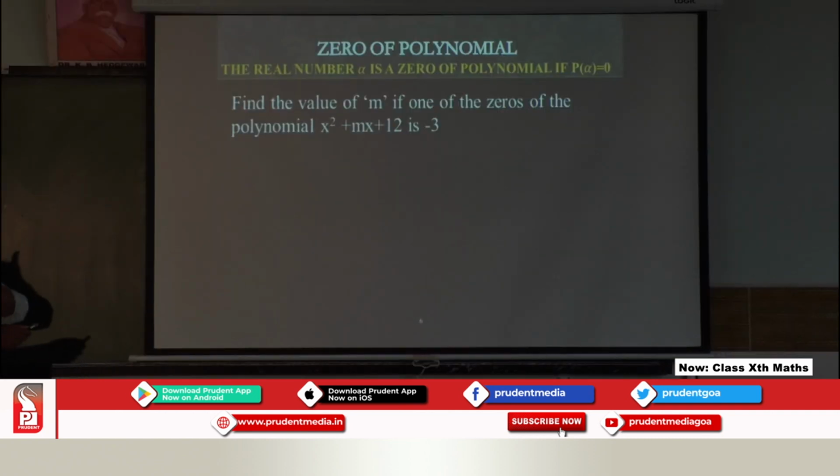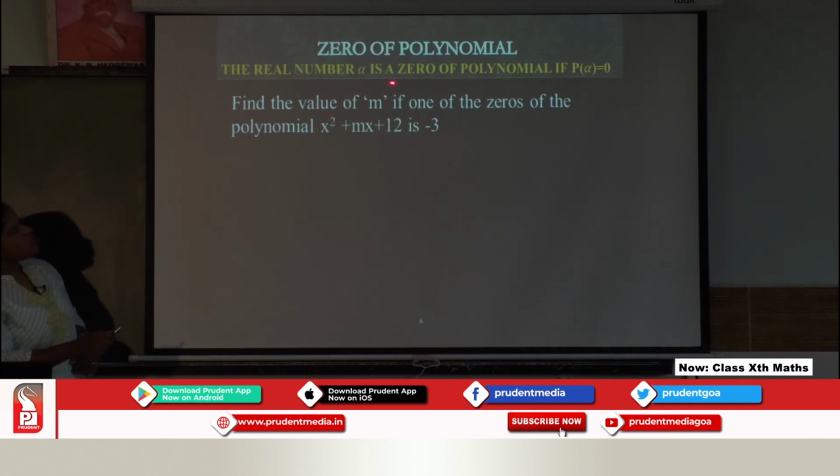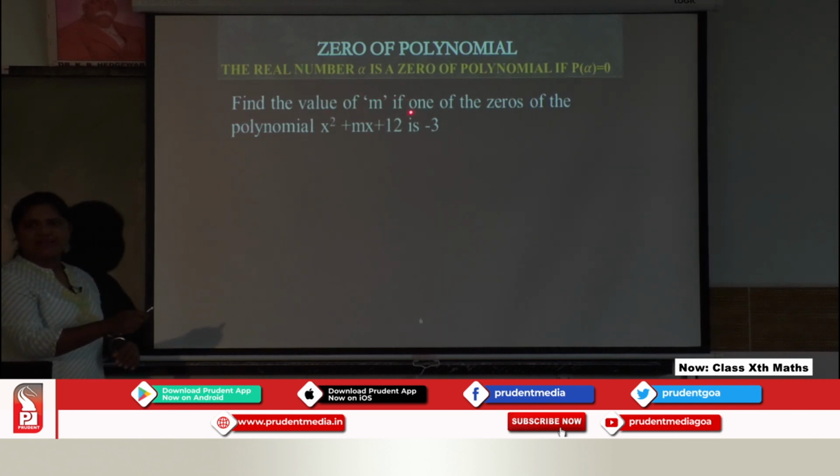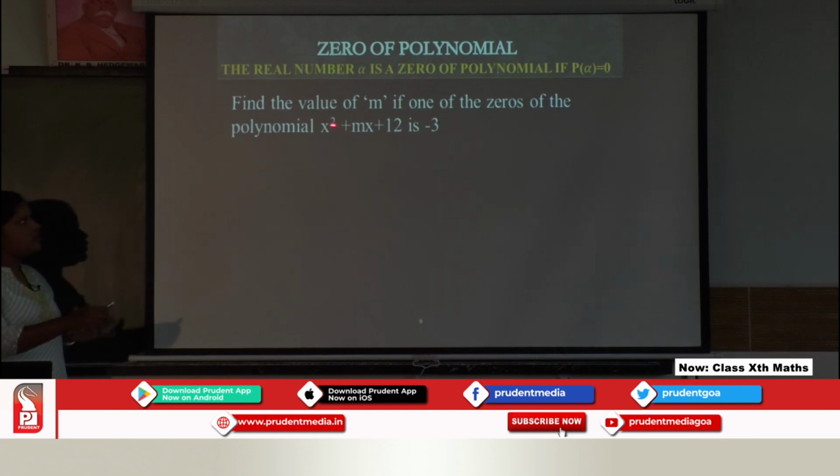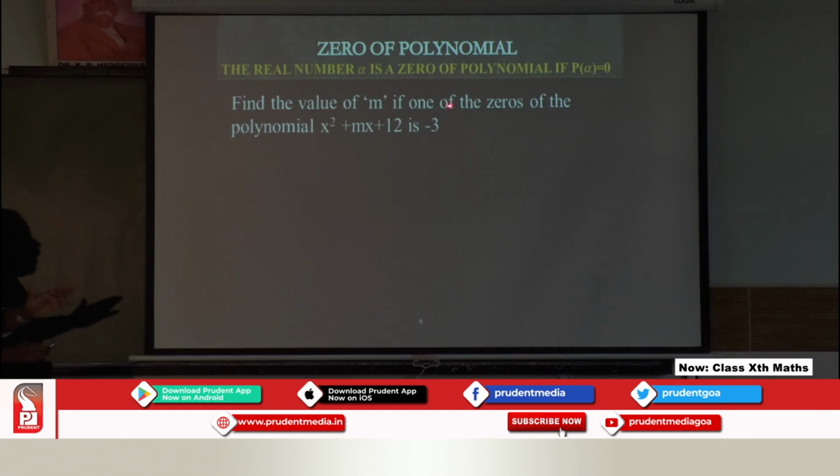Let's have a look at one problem. What is given here? Find the value of m. M is given. This m is an unknown variable. We don't know what is the value of m. If one of the zeros of the polynomial x square plus mx plus 12 is minus 3.